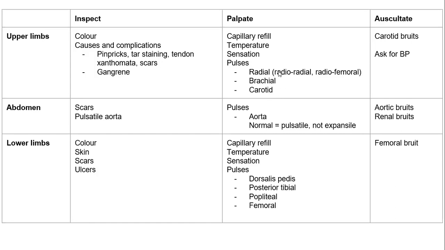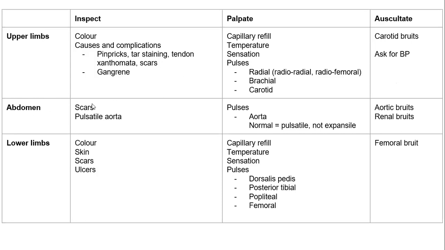When you get to your radial pulse, if you remember to do this here, it's better, just because you'll not forget to do it later. What you do is you do your radio-radial to check for delay. So you feel the radial pulse on both sides and check that it beats at the same time. And the same with a radio-femoral delay. So you feel the right hand and the left leg to make sure that there's no significant delay in the pulse. I'll show you why that is on the next slide. You'll listen for the carotid bruit, and if you can remember, ask for blood pressure. If not, you add it at the end.